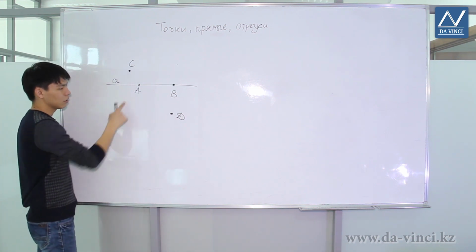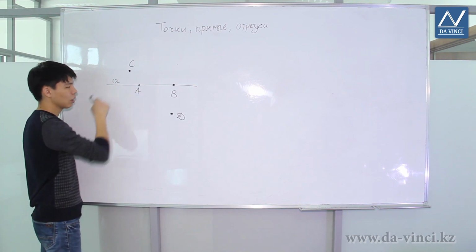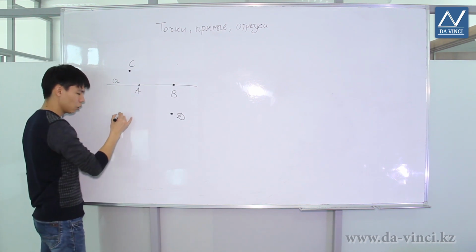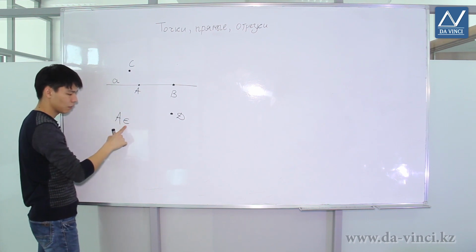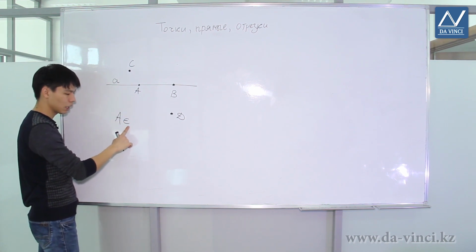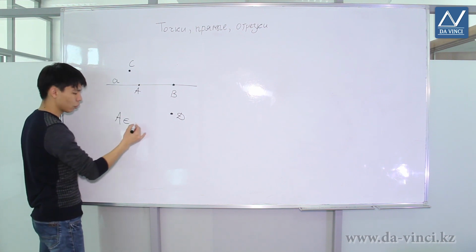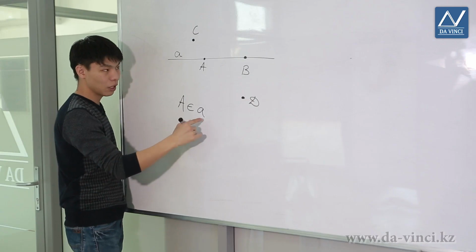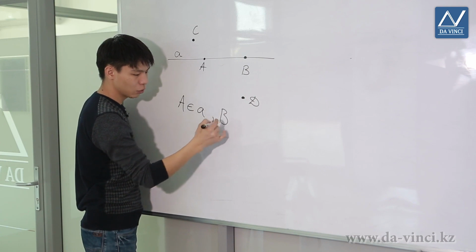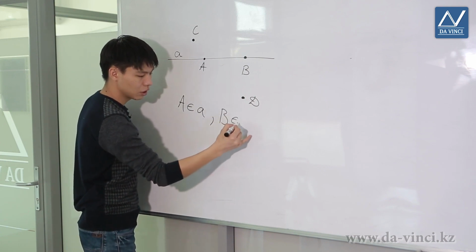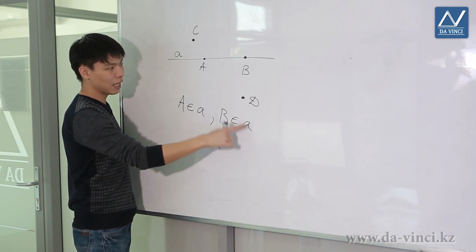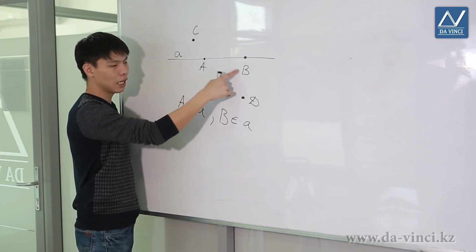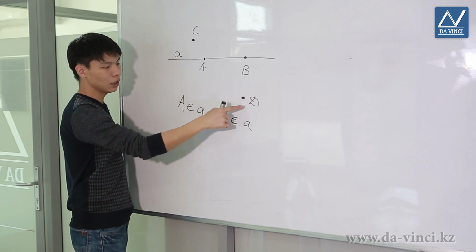The phrase "point A lies on line a" is usually abbreviated using characters. We write point A and put a sign of belonging. The sign of belonging resembles the Russian letter E in reverse. Point A belongs to the line a. In the same way, we can assert that point B is a member of line a. Also, line a passes through points A and B and does not pass through points C and D.